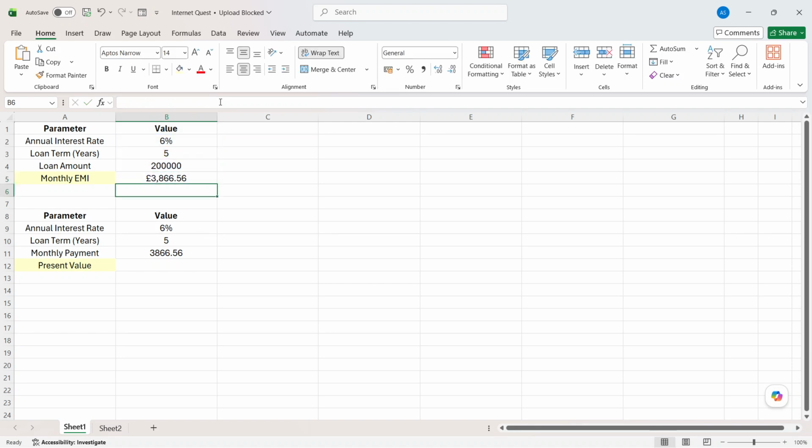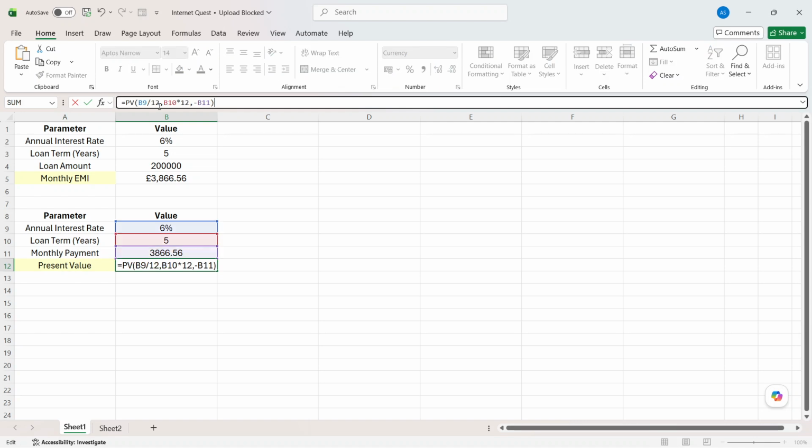Now let's move on to present value. Present value is used to determine the current worth of a series of future payments. In other words, it helps you understand how much a repayment stream is worth today. Click on cell B12, then enter the formula equals PV, open parenthesis, B9 divided by 12, comma, B10 multiplied by 12, comma, negative B11, and then close the parenthesis.